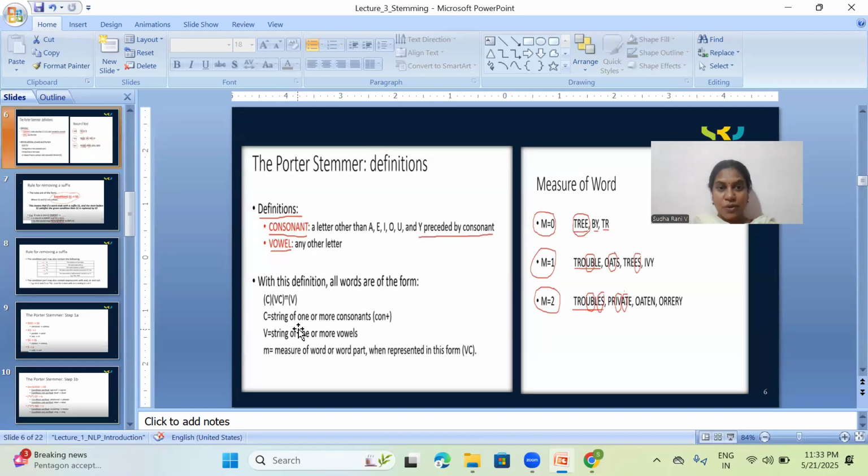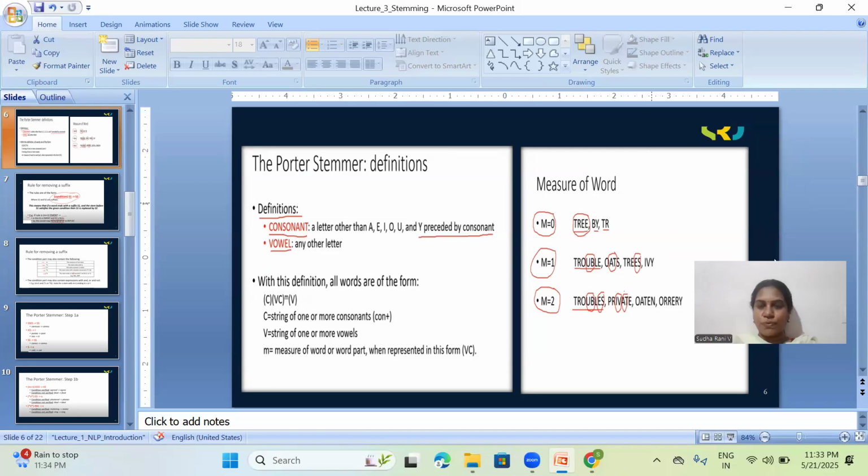C stands for a string of one or more consonants, that is consonant plus. V stands for a string of one or more vowels. So, as we discussed, the Porter stemmer has both consonants and vowels. C indicates a string of one or more consonants, V indicates a string of one or more vowels, and M is the measure of a word or word part when represented in the form VC, vowel and consonant.